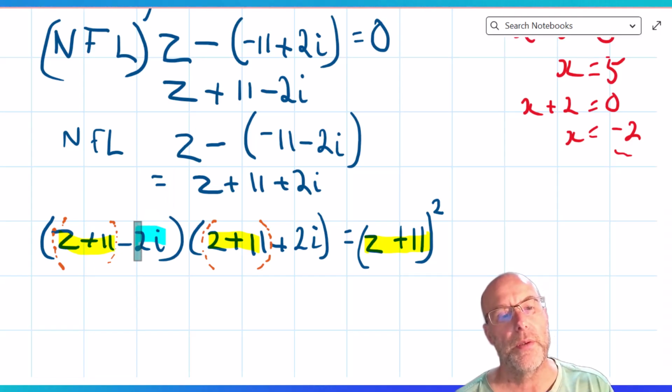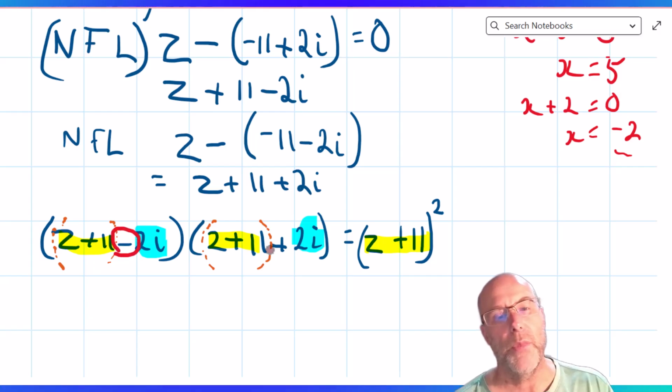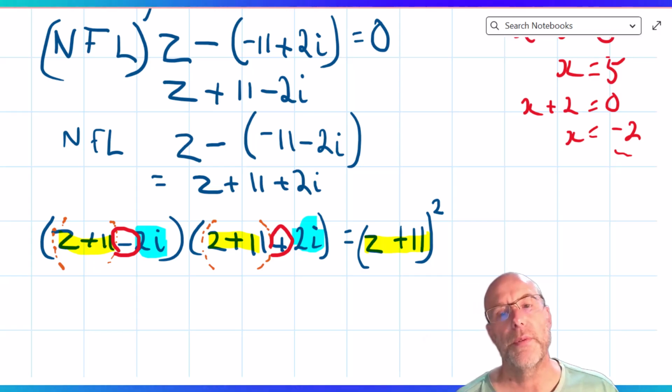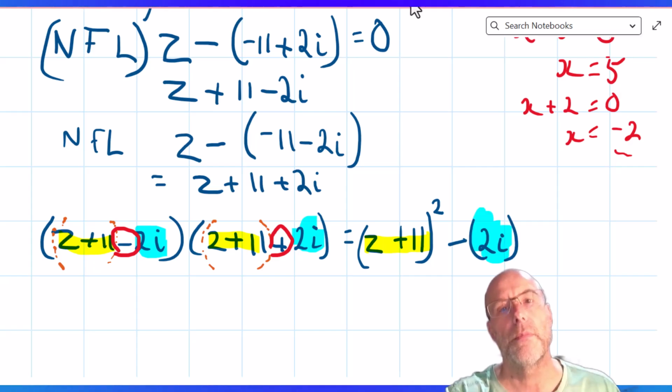There's the plus b, minus b part, and there's the a. So a plus b times a minus b is a squared minus b squared, like so.